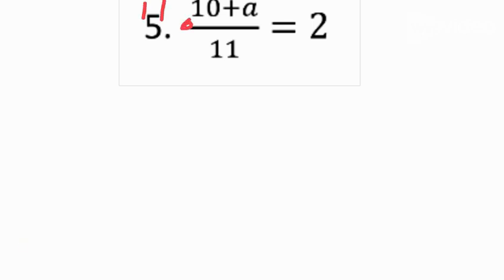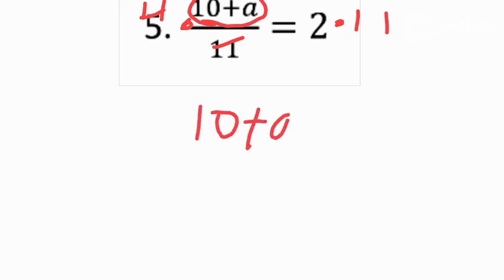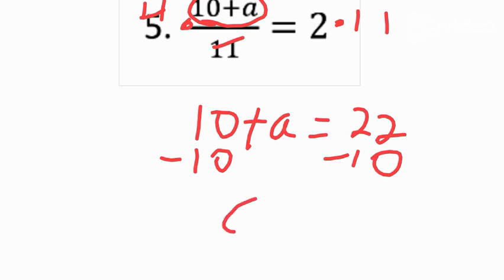And question number 5, we end up multiplying by 11. Multiply this side by 11. 11 divided by 11 is 1. We've got to get rid of that piece first before we can deal with the 10 right there. So we have 10 plus a on the left-hand side. 2 times 11 is 22. So we'll subtract 10.